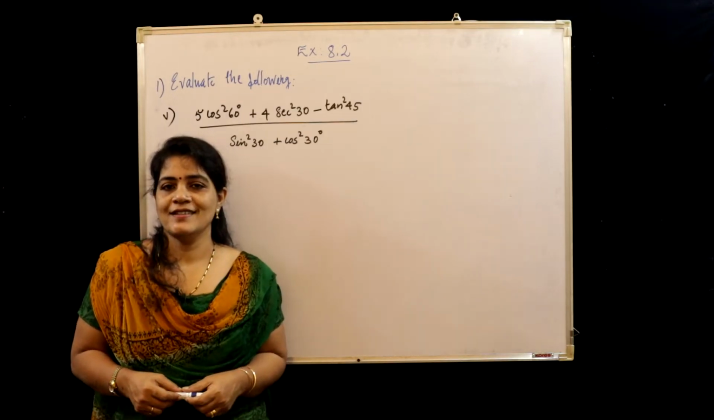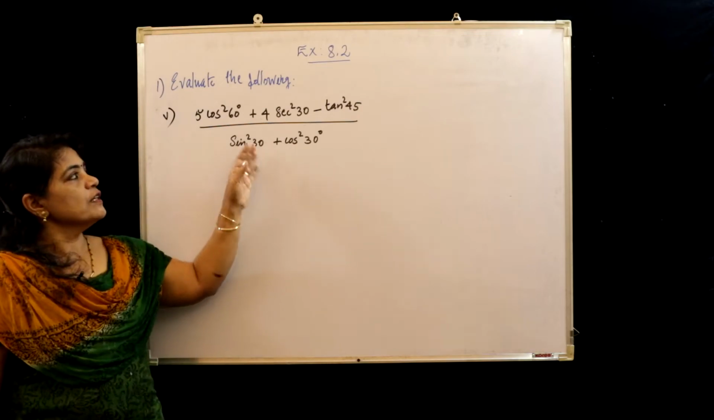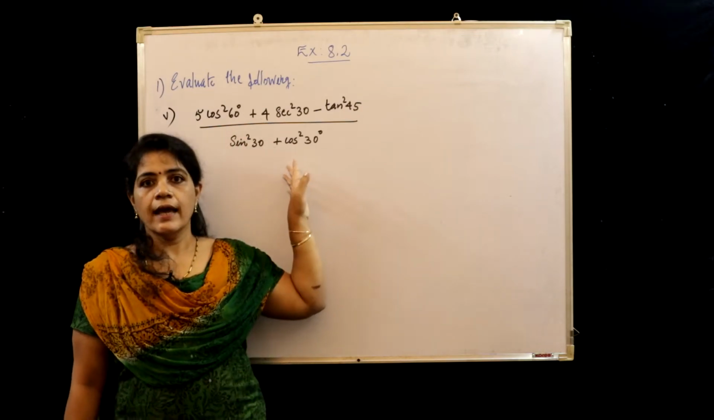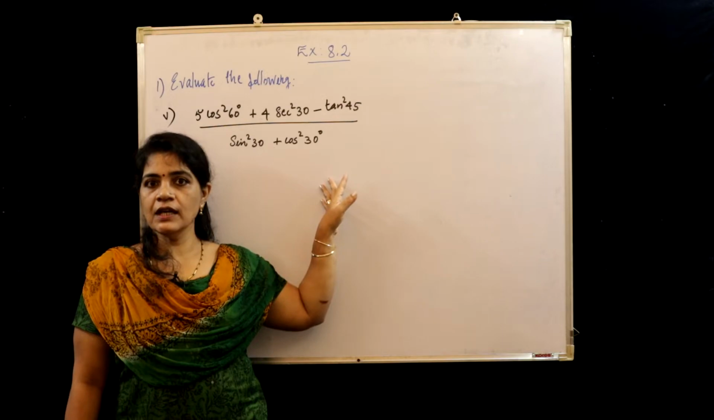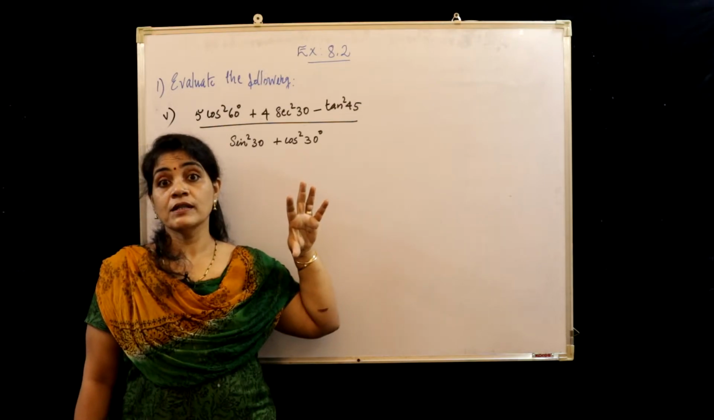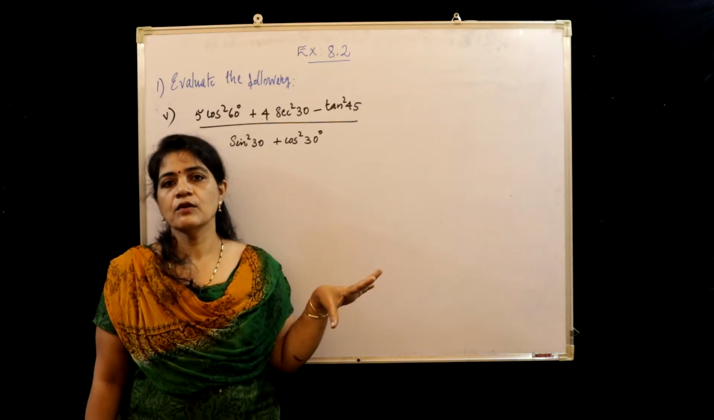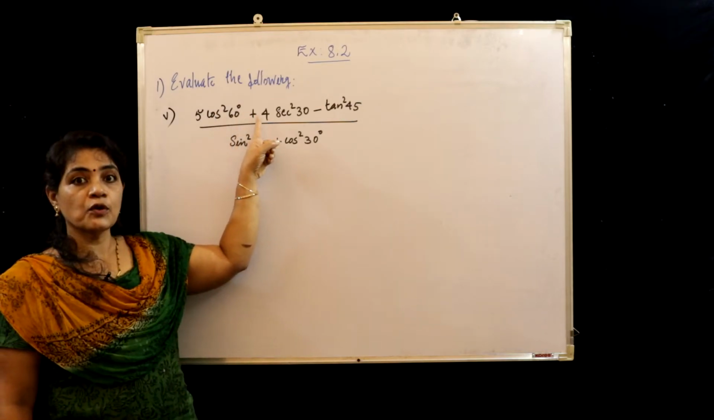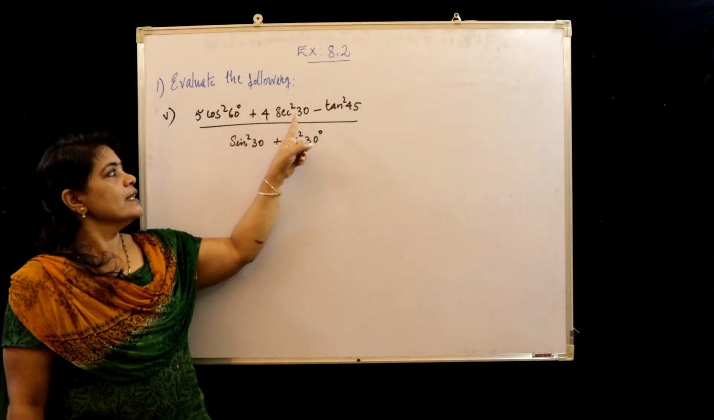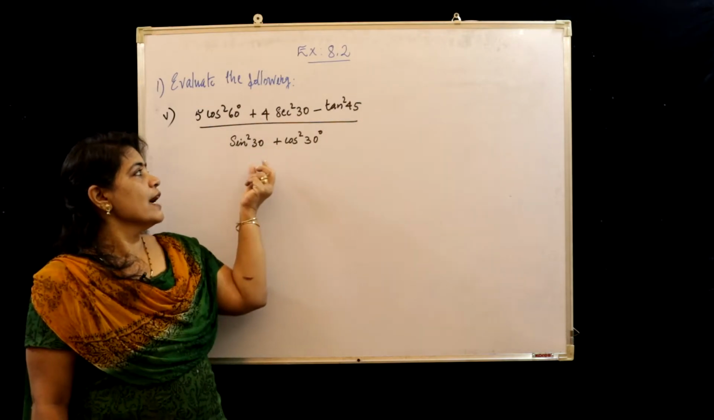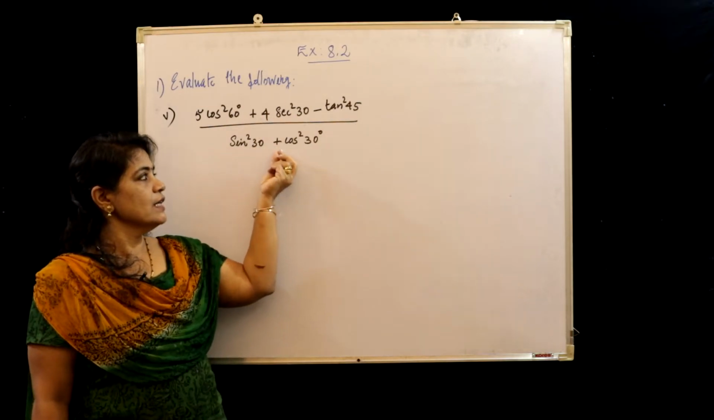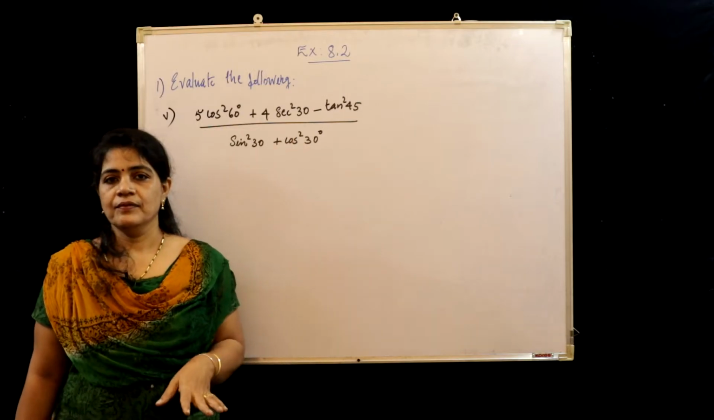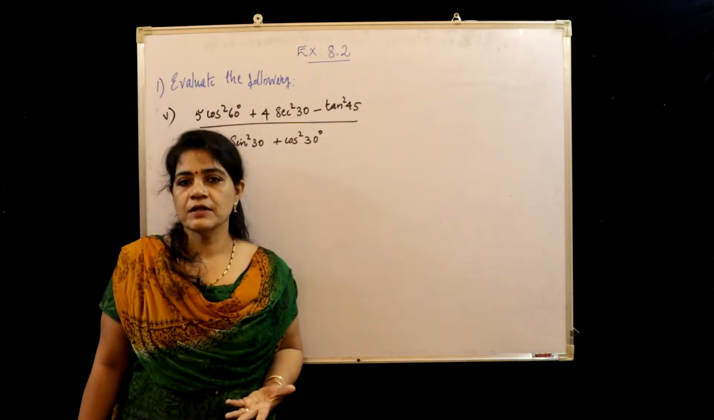Now the fifth question. Here we have to find out the value of this expression, by substituting the values of the trigonometric ratios for specific angles. See the first term, 5 cos square 60, we should know the cos square 60, then sec 30, 45, tan 45, sin square 30 and cos square 30. Understood? So how can this be solved, children?